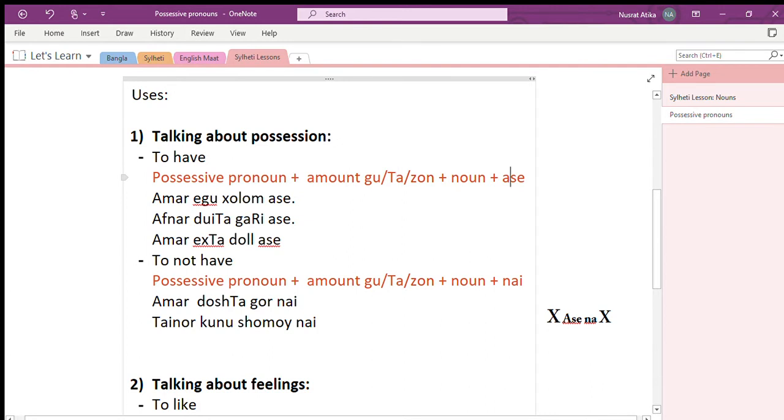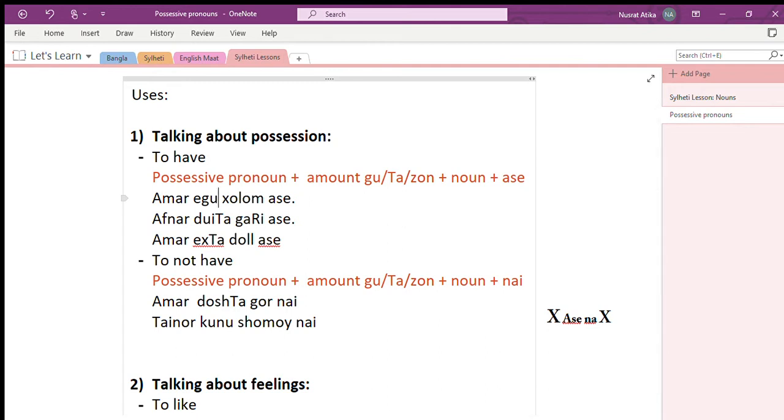Ase means to have. So amar egu, egu is like egu. You shorten it and you get egu. So amar egu, my one, holom pen ase, have. So technically what we are saying is my have one pen, but in Sylheti that's the way we roll.